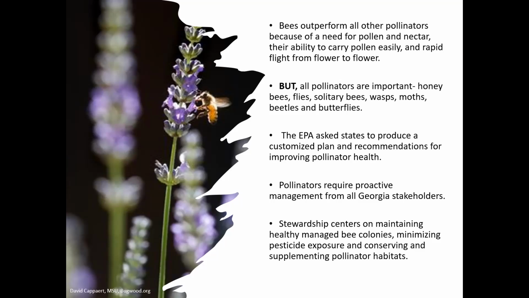The EPA asked states back in 2014, when they started it, to come up with a pollinator protection plan. So it was on the horizon, and we realized there were some issues. Honeybees had been struggling for a while because of the varroa mite. Some of you may know that, some of you may not.